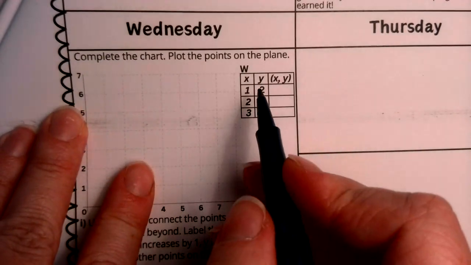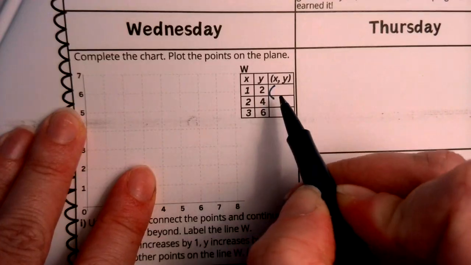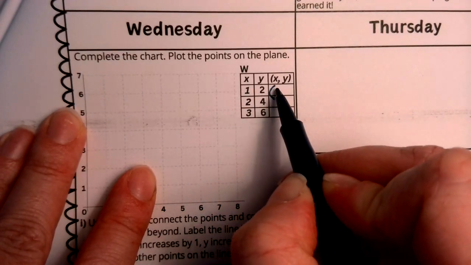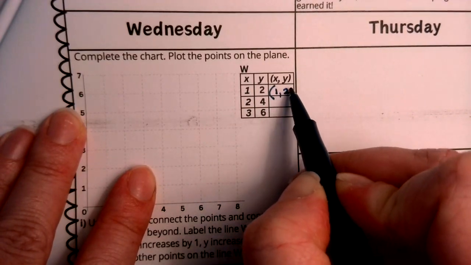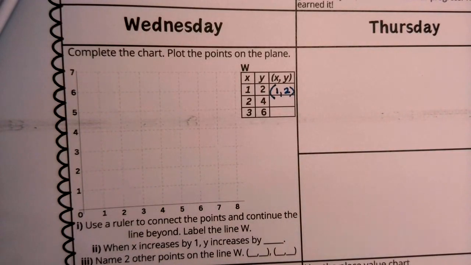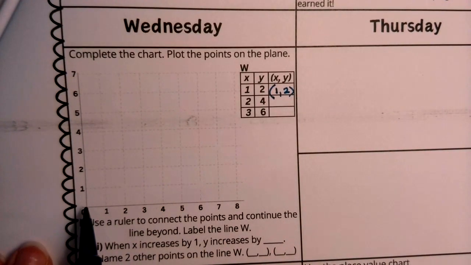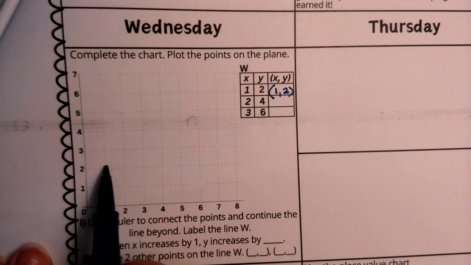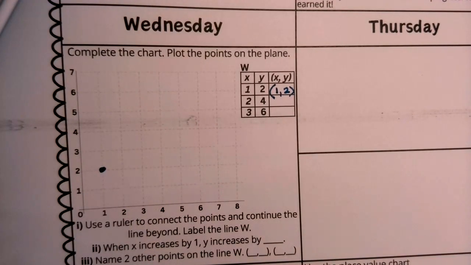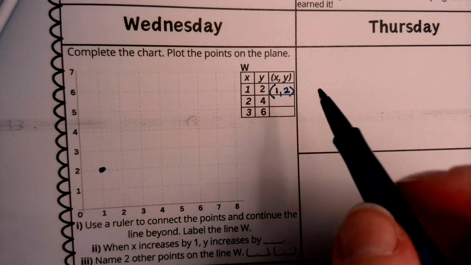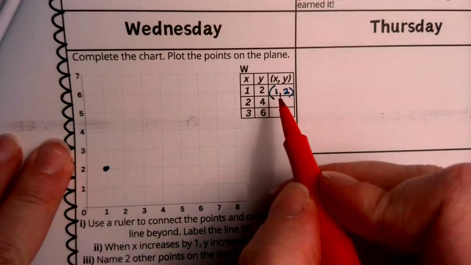So our very first point is going to be an x of 1 and a y of 2. All movement starts at the origin, so I start at 0. I'm going to go over 1 and I'm going to go up 2, and I find that that is my very first point.